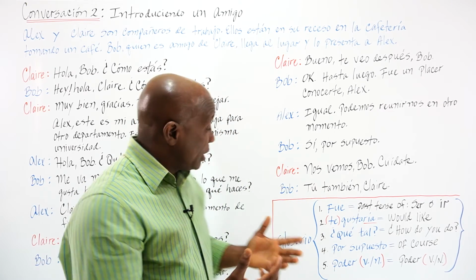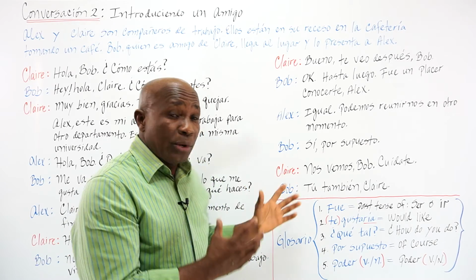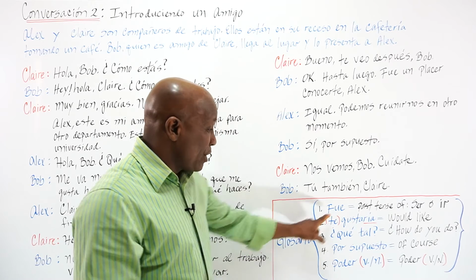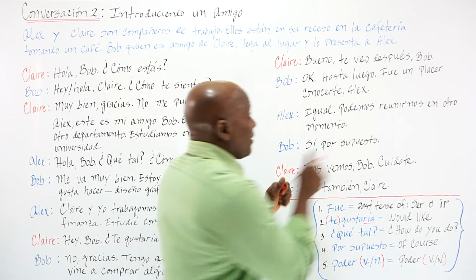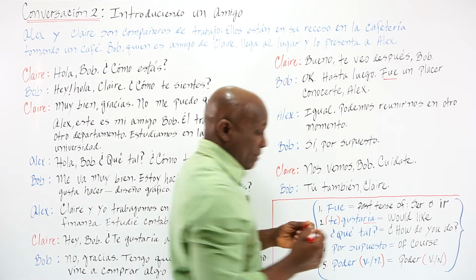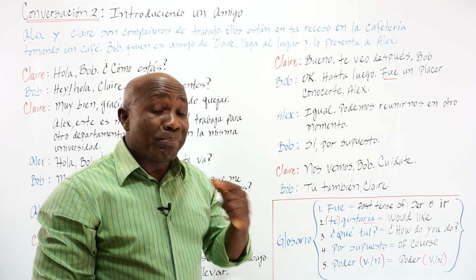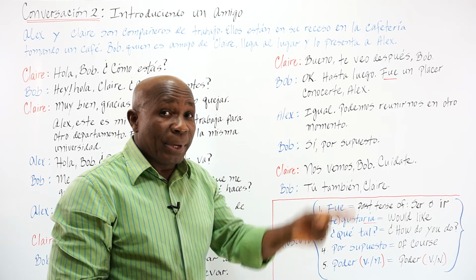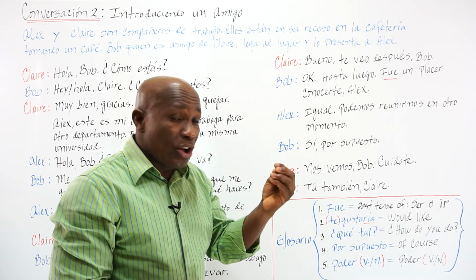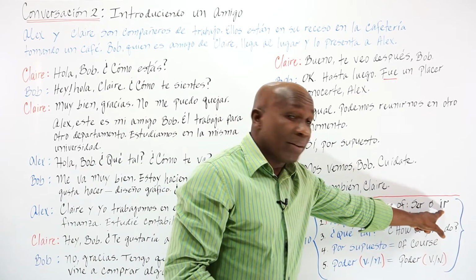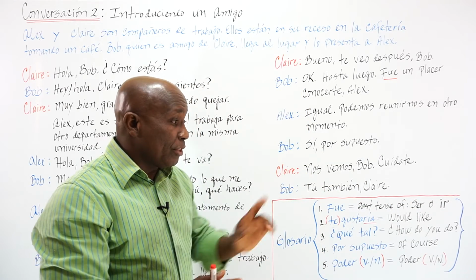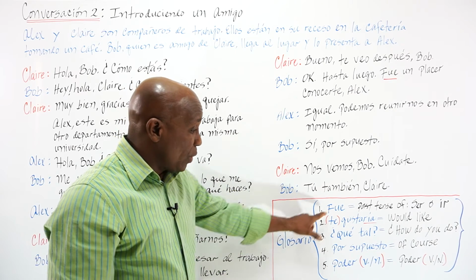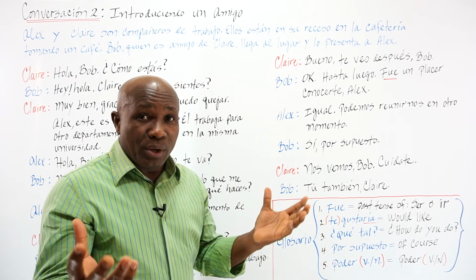Now let's go to the glossary, where we have certain terms that appear in the conversation. We have, for example, fue, that appears right here. Fue is the past tense of the verb ser, the verb to be. But interestingly enough, it's also the past tense of the verb ir, go. So this verb is very irregular. In the past, I'm going to conjugate this verb for you.